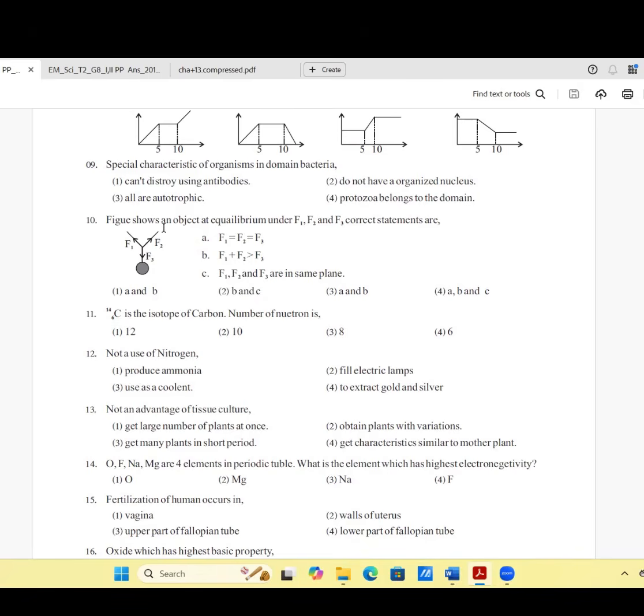10th one. A figure shows an object at equilibrium, and F1, F2 and F3. The correct statements are answer number 2, B and C. We'll see what the statements are. F1 equal, F2 equal, F3: we can't say that. B: F1 plus F2 should be larger than F3. And F1, F2 and F3 are in the same plane. It's a must. So the correct statements are answer 2, B and C.